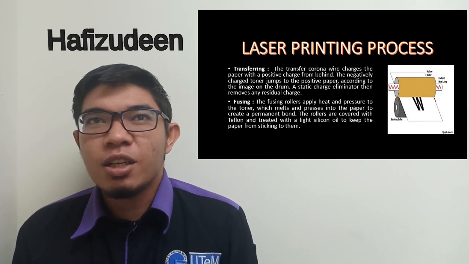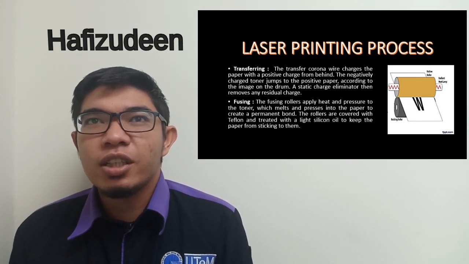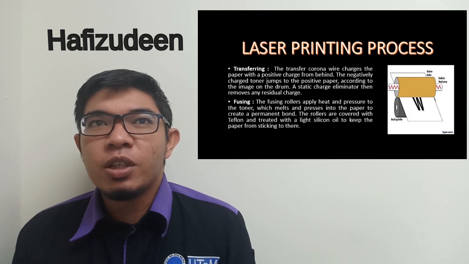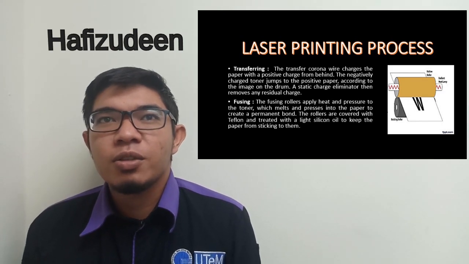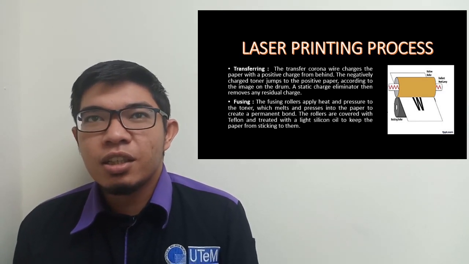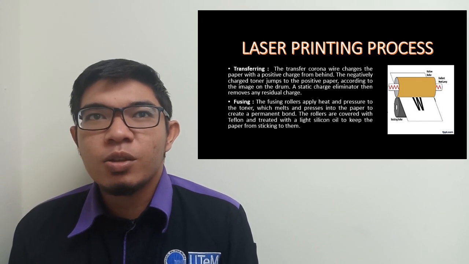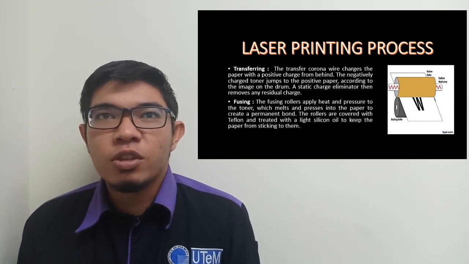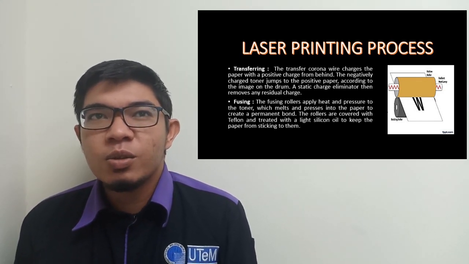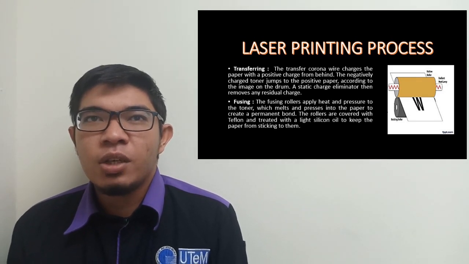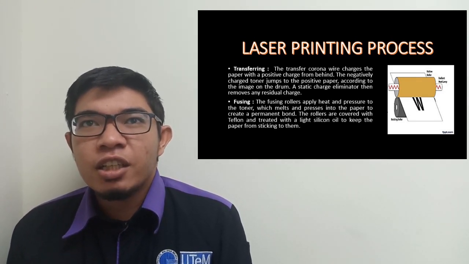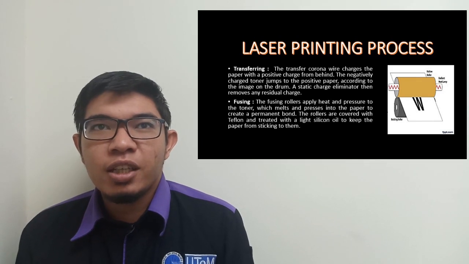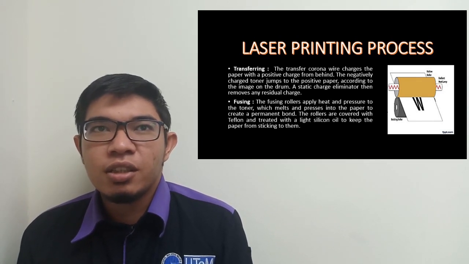The fifth step, transferring. The transfer corona wire charges the paper with a positive charge from behind. The negatively charged toner jumps to the positive paper according to the image on the drum. A static charge eliminator then removes any residual charge.